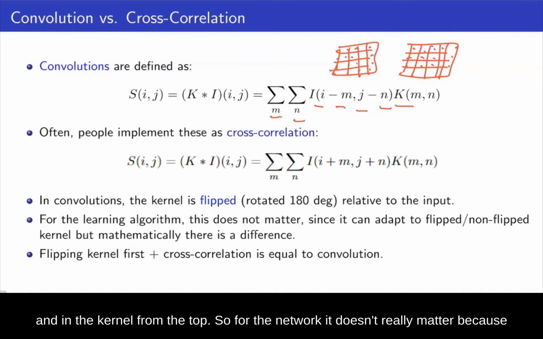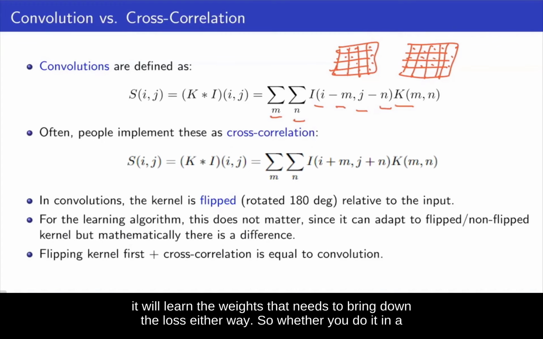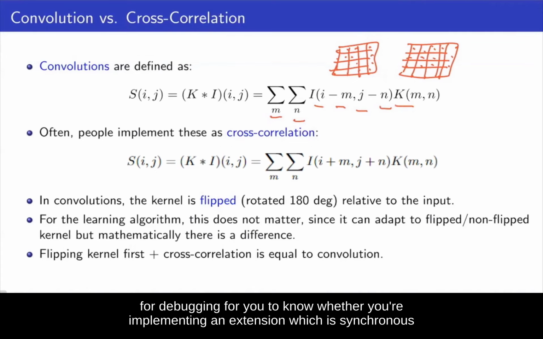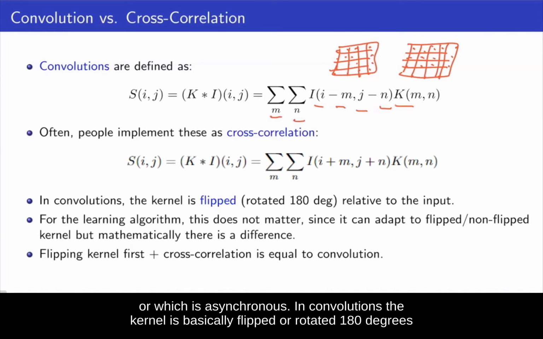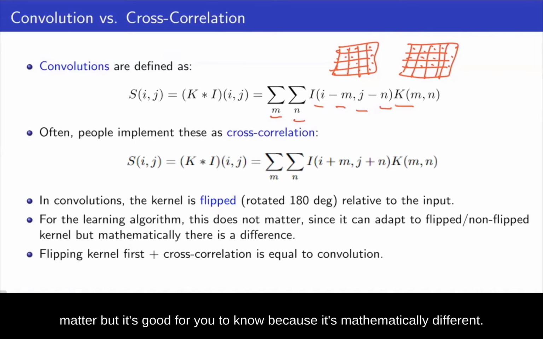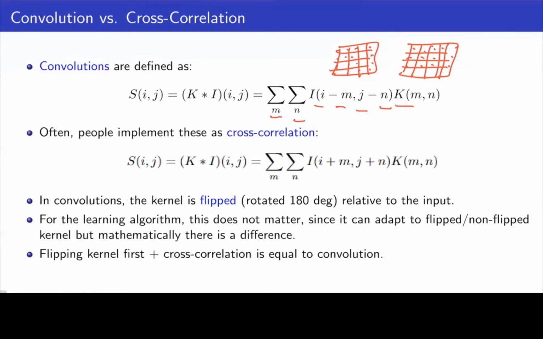So for the network, it doesn't really matter because it will learn the weights that bring down the loss either way. Whether you do it in an asynchronous way or a synchronous way, it's the same for the network. It's just important for debugging for you to know whether you're implementing a convolution that is synchronous or asynchronous. In convolutions, the kernel is basically flipped or rotated 180 degrees relative to the input. And as I said, for the learning algorithm this doesn't really matter, but it's good for you to know because it's mathematically different.